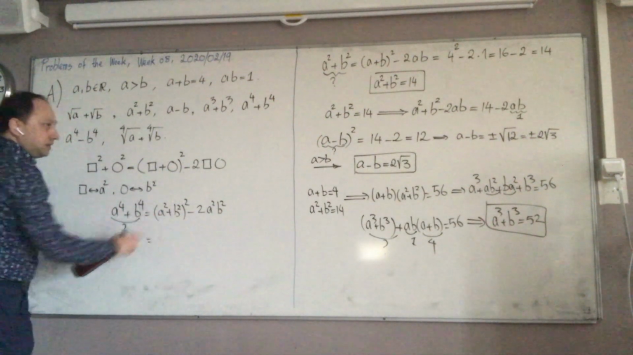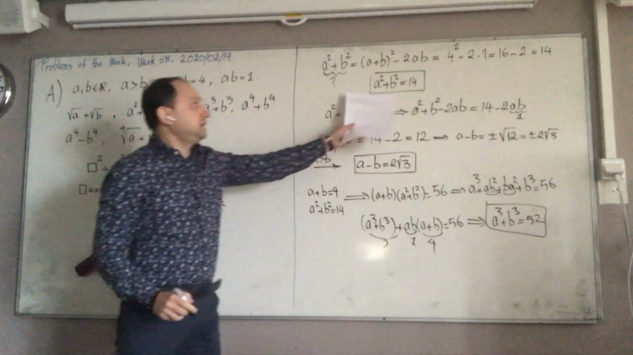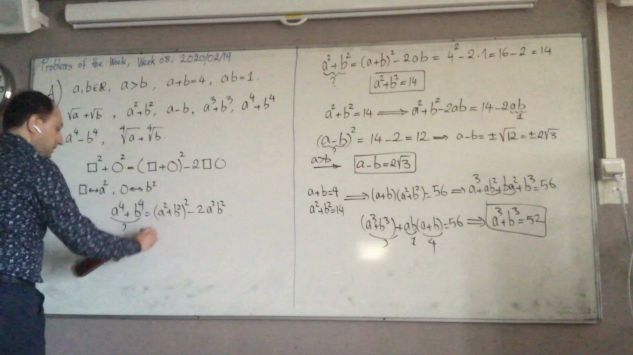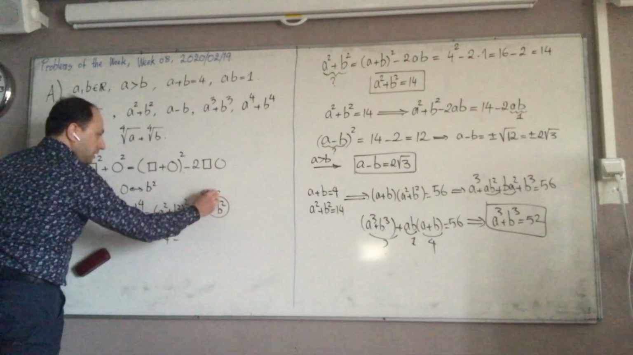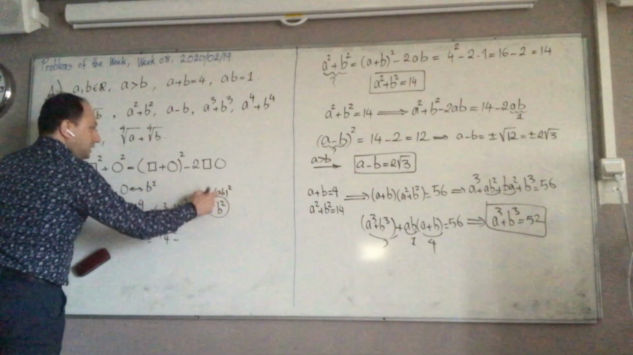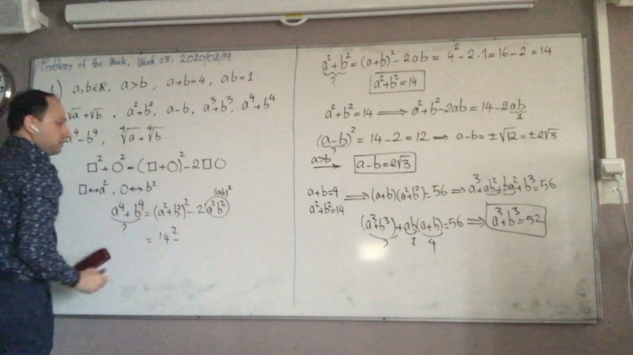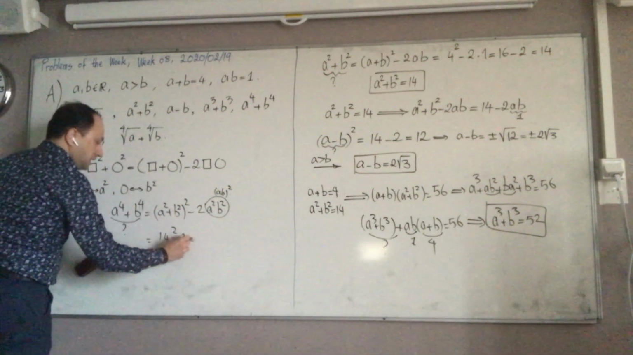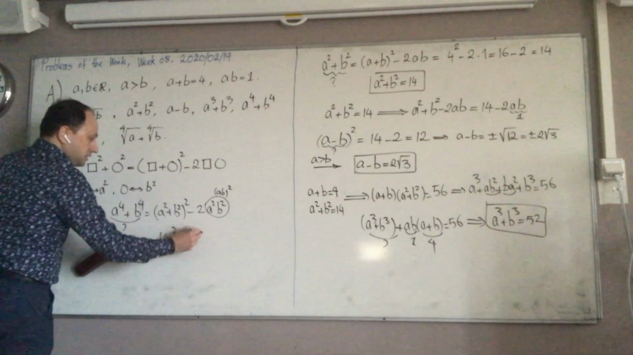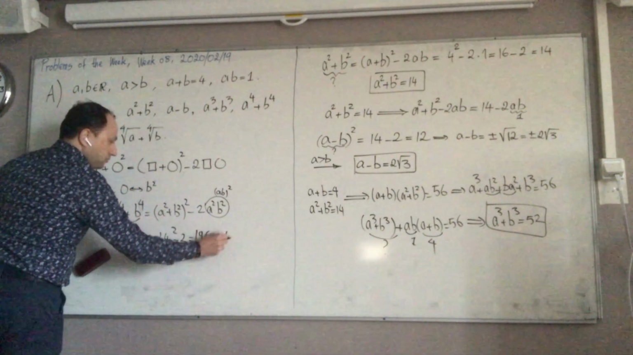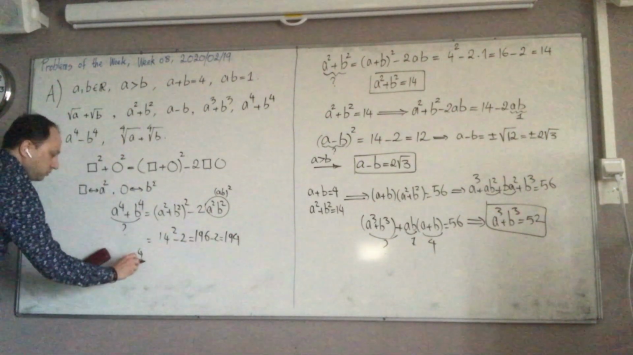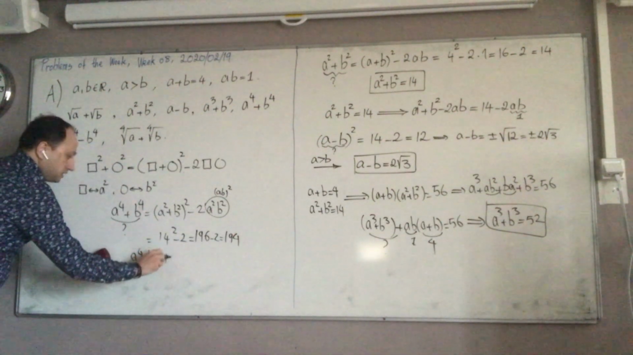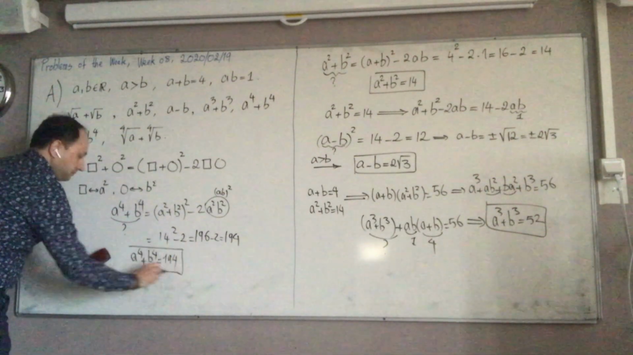I have already calculated a squared plus b squared. Here it's 14. So I plug it here. So it's 14 to the 2 minus, instead of this expression, I can write (ab) to the 2. But ab is 1. (ab) to the 2 is also 1. So it becomes minus 2. And then you see this is 196 minus 2, which is 194. So then it means that a to the 4 plus b to the 4 is 194. Yes?